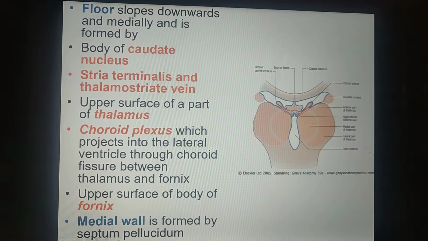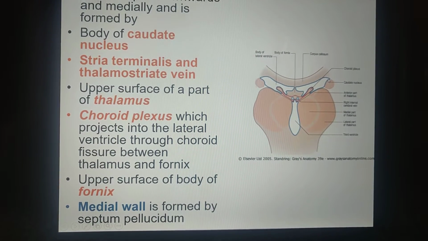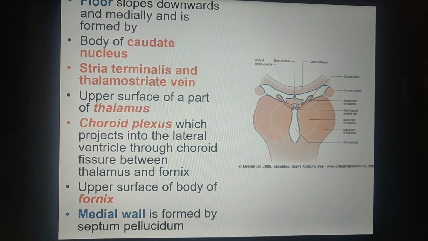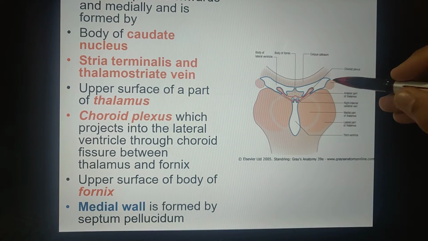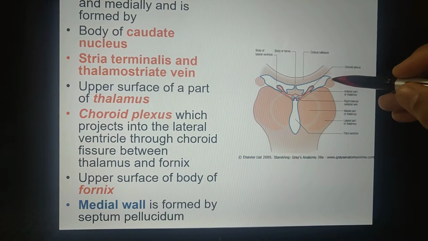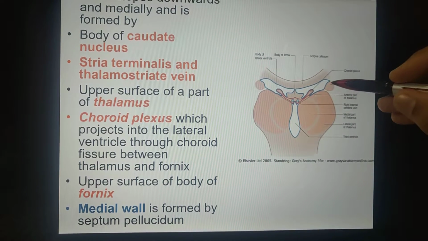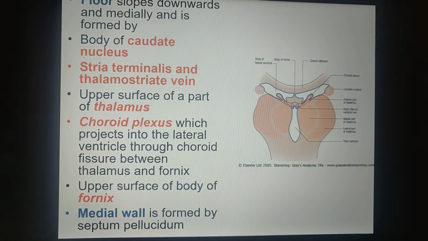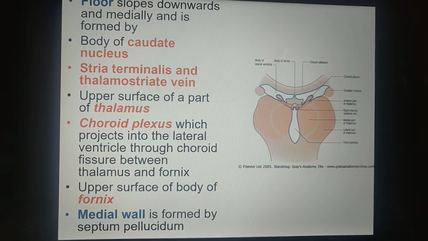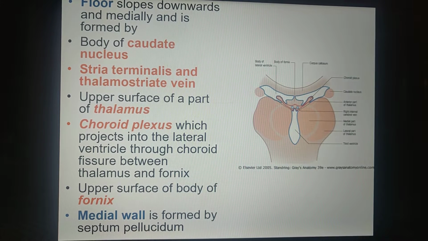Here you can see this is the roof, formed by the corpus callosum, and the floor, which goes sloping downwards and medially. It is formed by the caudate nucleus and thalamus, and in between there are two structures: the stria terminalis and the thalamostriate vein.